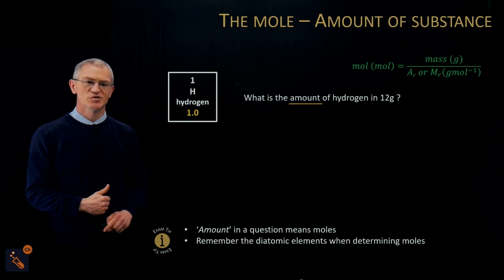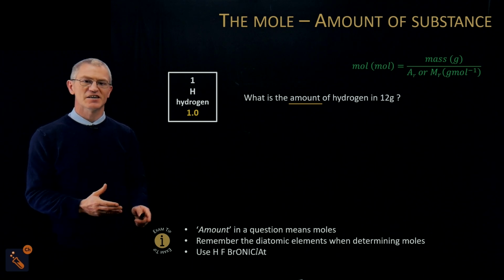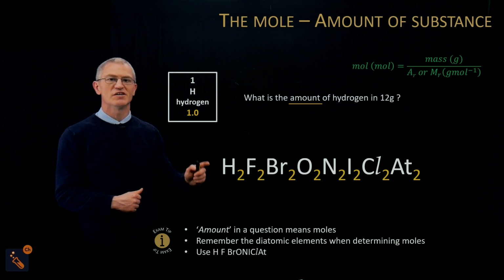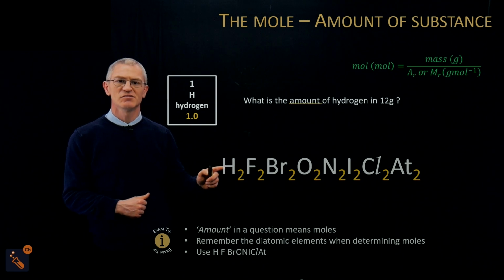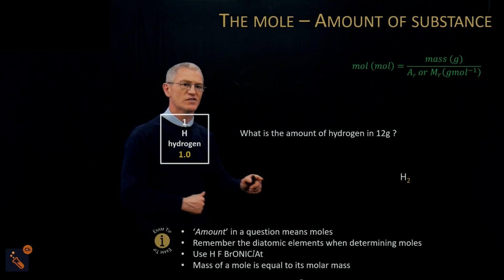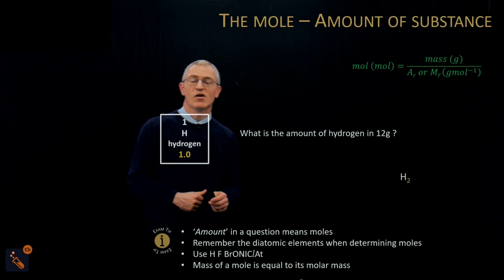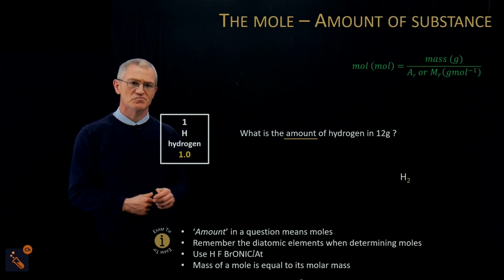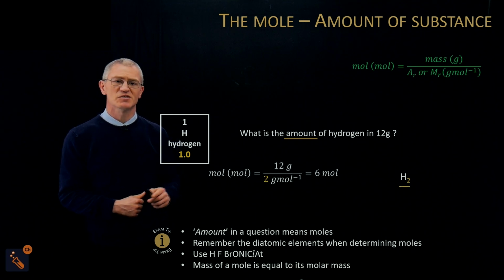Remember the diatomic elements when determining moles. So we've got H, F, Br, O, N, Cl, and that's really important to remember. If you ever come across this, remember it's only when they're on their own. We're talking about hydrogen here, so that means hydrogen is H2. And if hydrogen is H2, that means we're going to have to include that in our relative molecular mass calculation. So we've got our amount of hydrogen, and we know that it's diatomic, so let's put it into the calculation.